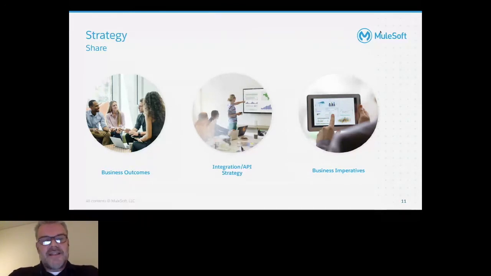And finally, as a customer working with a partner, you need to share your business imperatives. What are business imperatives? Business imperatives are those decisions that you made that will drive how applications and how APIs and how the platform should be built and configured.